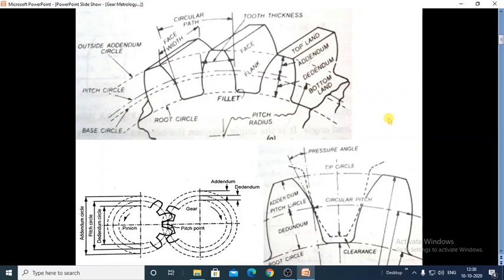And the last one is if there is incorrect indexing of the blank. That means, as you know, the gears are manufactured on the milling machine. So when the blank is kept on the milling machine, and if the indexing is not proper, whatever number of divisions or number of teeth we want on that blank, if it is missed, that is incorrect indexing, then there are errors in the gears.